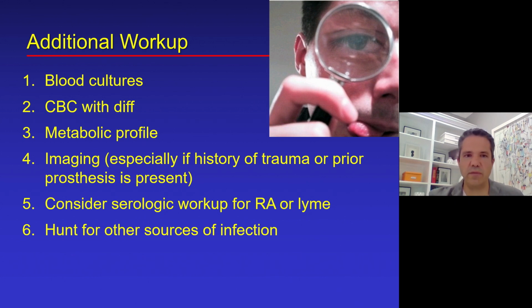What would that include? Well, in someone where there's a concern of infection, blood cultures, you're obviously going to do your standard peripheral blood workup. You could do some imaging, especially if there's a question of trauma. And then sometimes you dig a little deeper, start doing a serologic workup or hunt for other sources of infection if someone does have a septic joint.